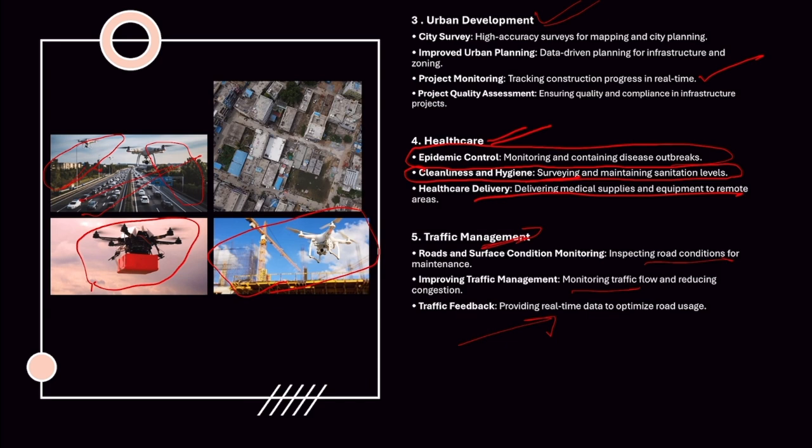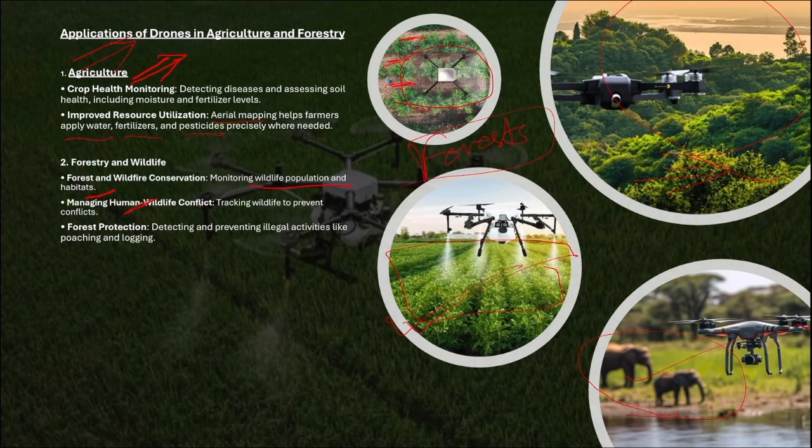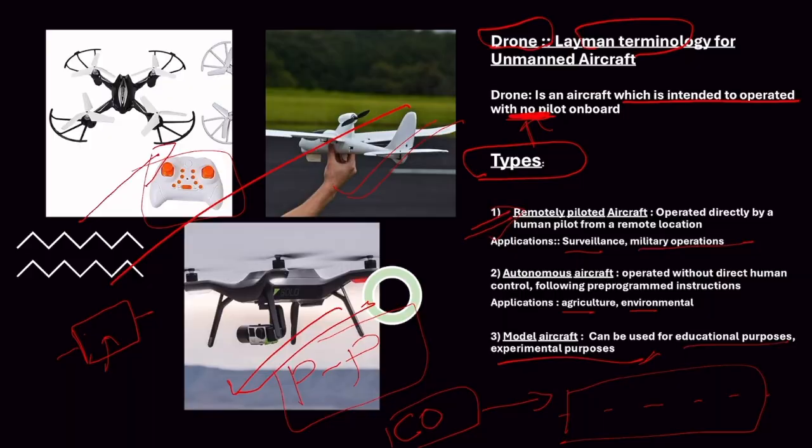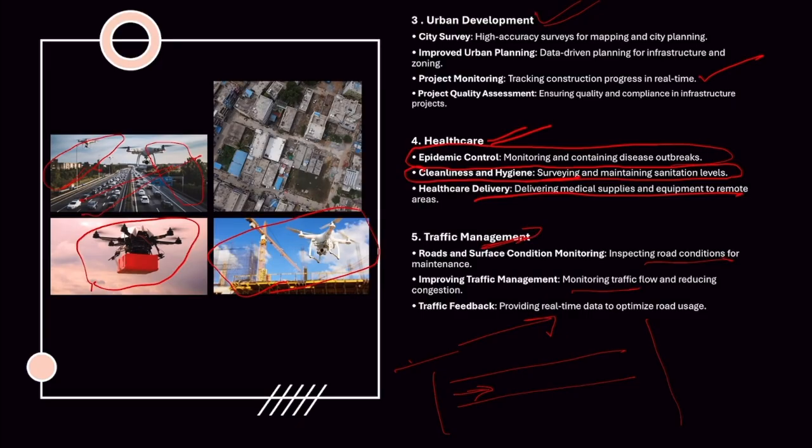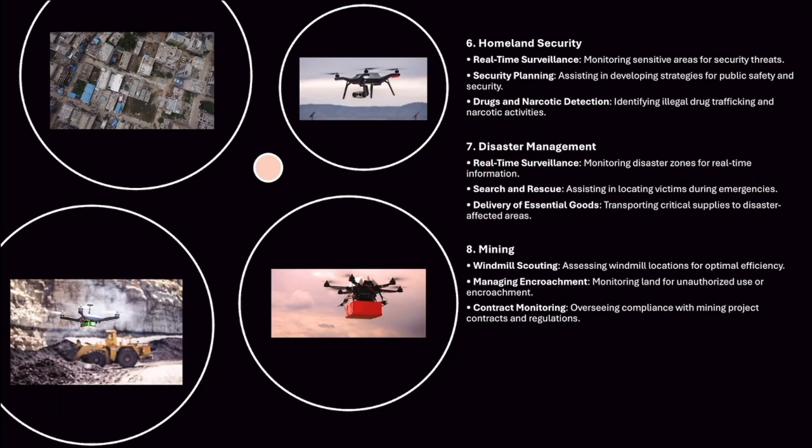Like, suppose a minister is going on the road, or else a prime minister is going. We know that everywhere restrictions would be there. But CCTV surveillance can also be there, right? That's where drone technology can be used. And then coming to security, sensitive areas can be monitored through drones actually.